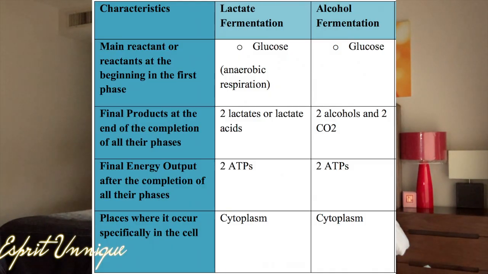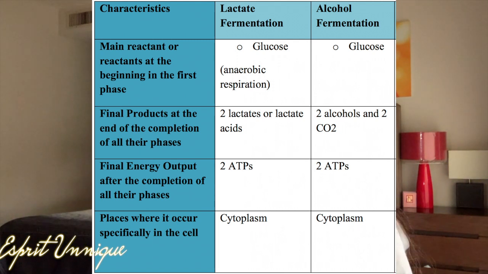Now let's go with the 2 types of anaerobic respiration, aka fermentation. So there's lactate fermentation and there's alcohol fermentation. Lactate fermentation occurs only in animal cells, and alcohol fermentation occurs in yeasts and plant cells.